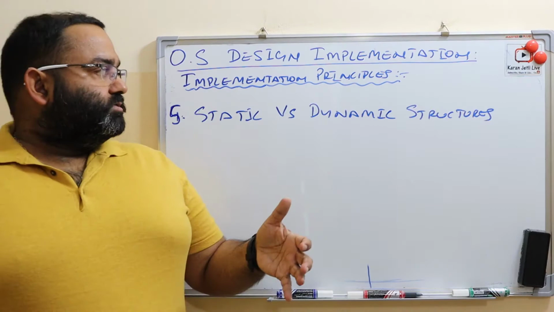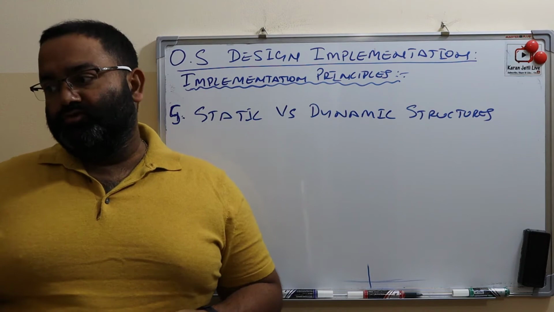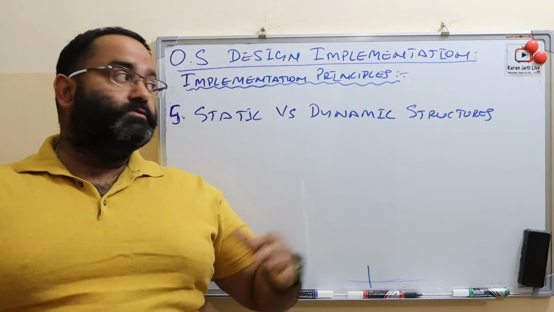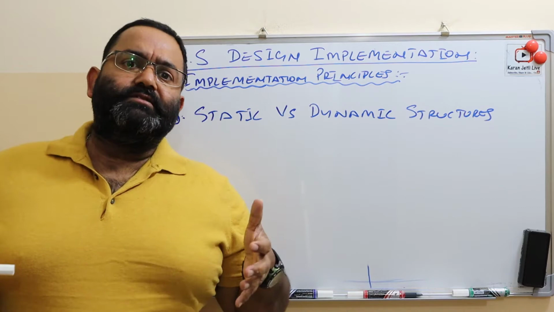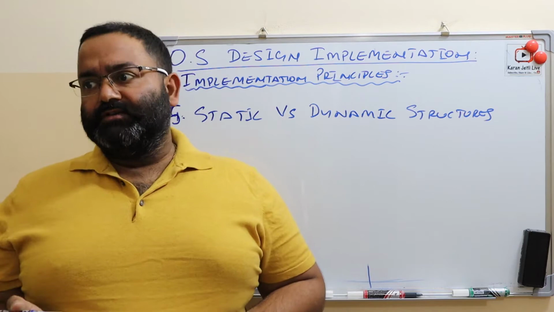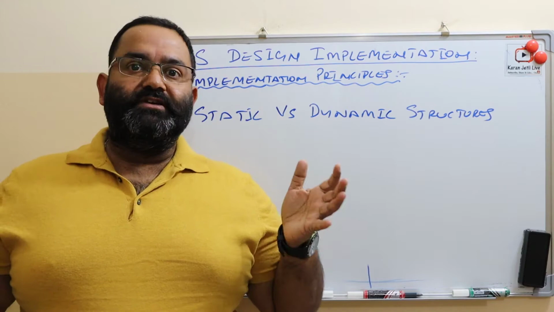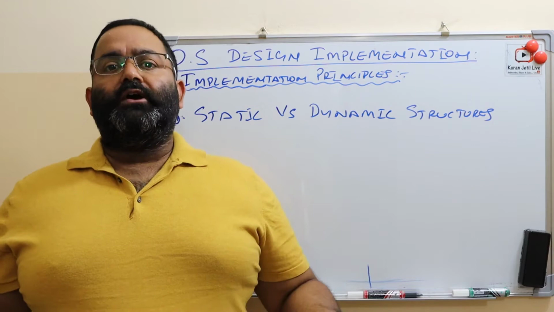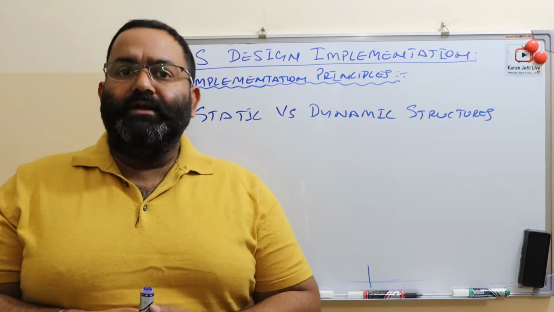Now guys, the fifth principle is what type of data structures you will use to program your operating system. Whether you are going to use static data structures or dynamic data structures. By static data structures, I mean the data structures which are fixed in size. And by dynamic, all of you know, they are not fixed in size. The size can increase or decrease according to our need and requirement. So what type of data structure do you need to use while implementing an operating system?